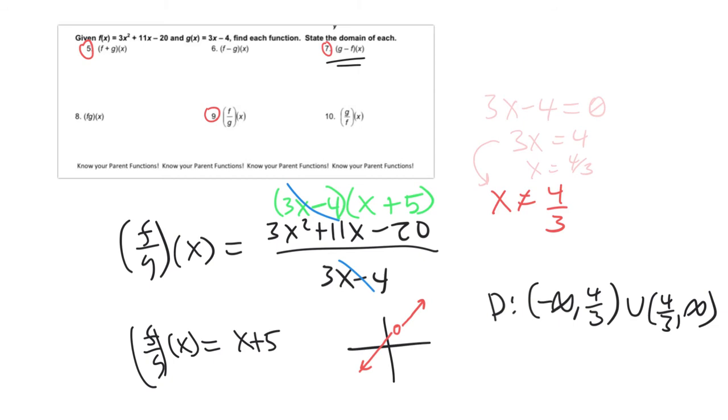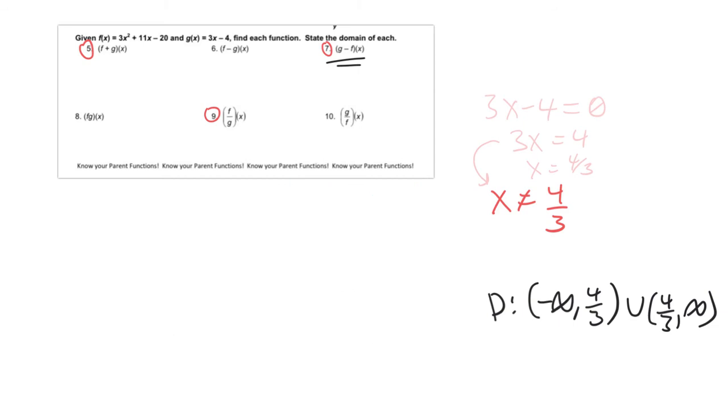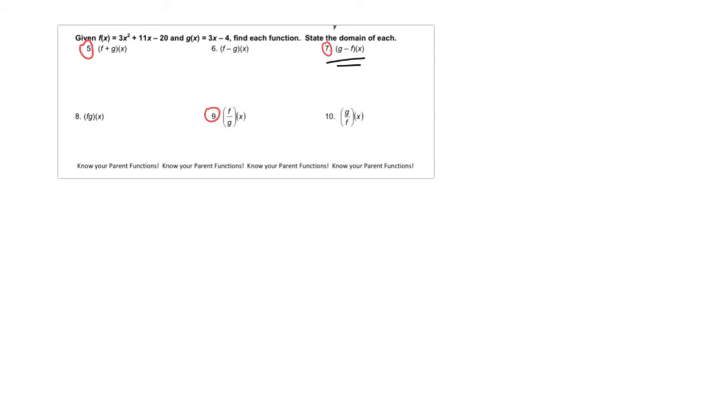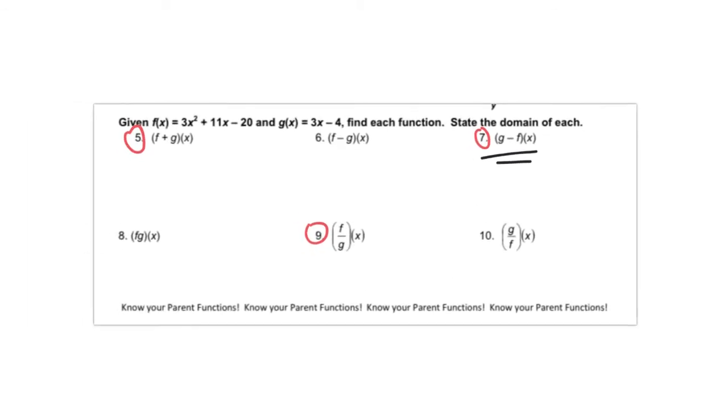So hopefully that's helpful. So that is that one. Talking about the other ones, though. Problem number 6, you would have to do the same thing where there'd be a distribution. It would be this minus that, and that would once again result in all real numbers being in the domain, because that would be a parabola.